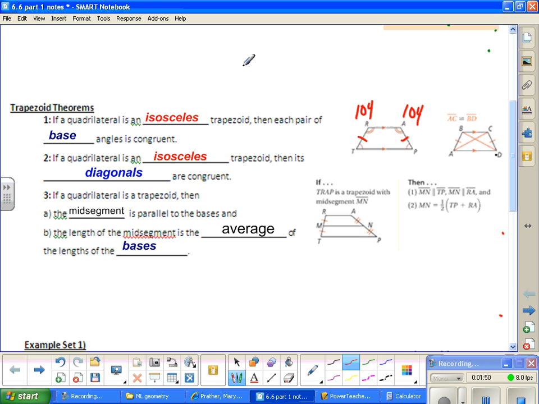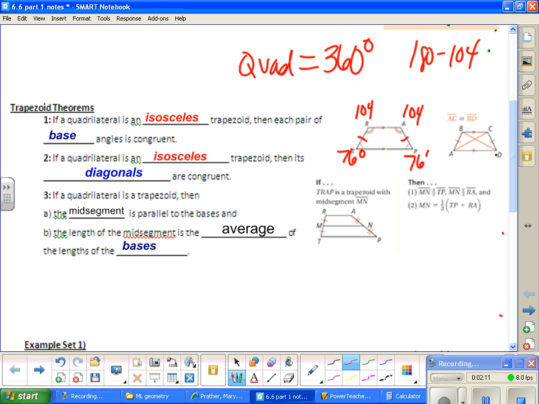And remember, a quadrilateral equals 360 degrees. So the two of these would also have to be the same thing. These are consecutive angles, which means they have to add up to give you 180. So 180 minus 104, these two angles would both equal 76 degrees. Okay, and we'll do some examples like that in a minute.